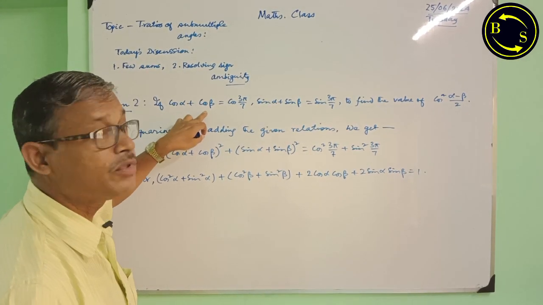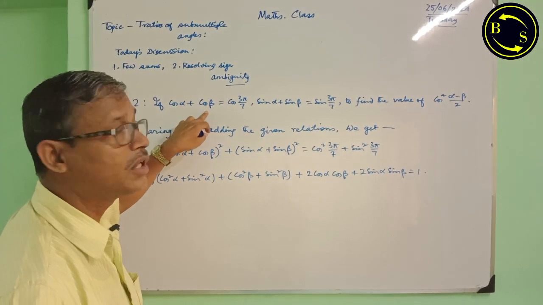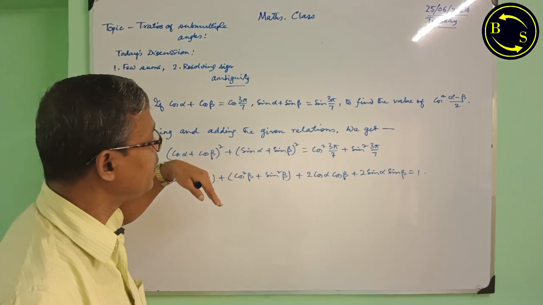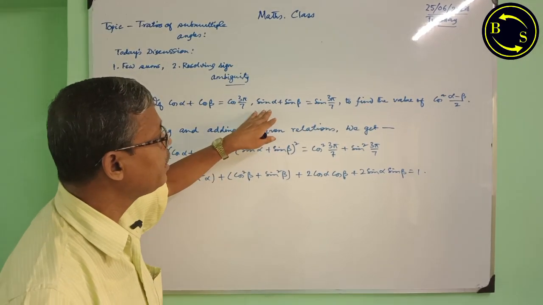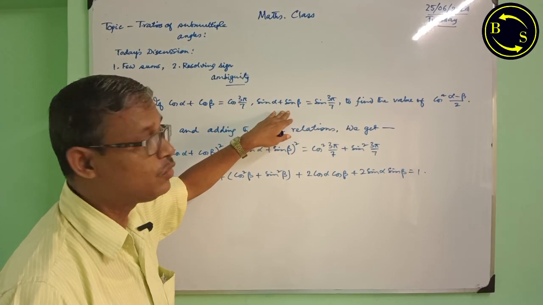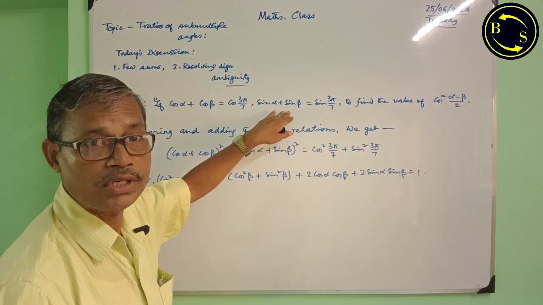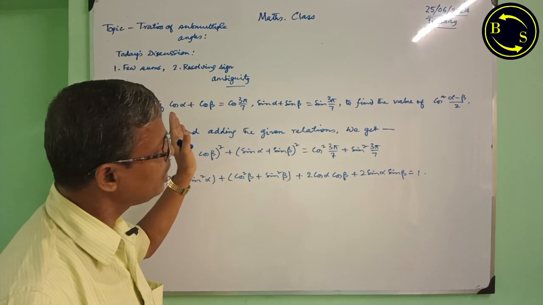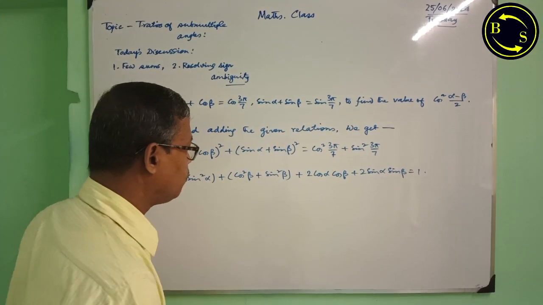Cos alpha plus cos beta is 2 cos of alpha plus beta by 2 into cos of alpha minus beta by 2, and for sin alpha plus sin beta, 2 sin alpha plus beta by 2 into cos alpha minus beta by 2. Then squaring and adding. You can proceed also.